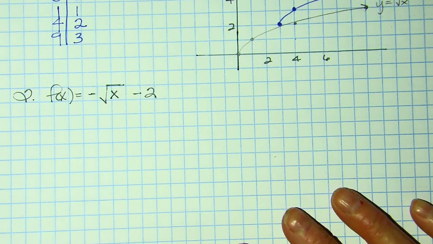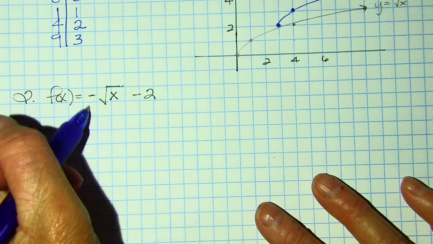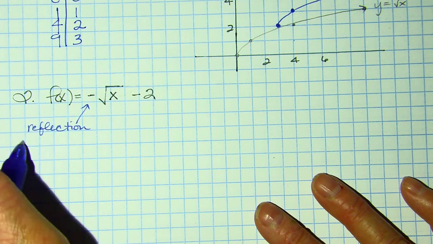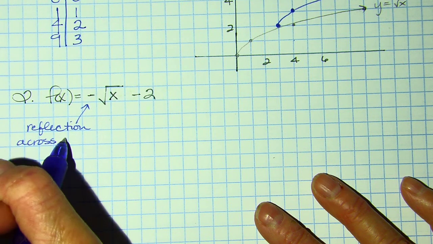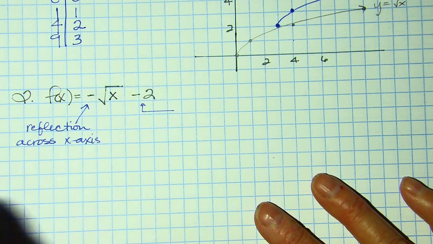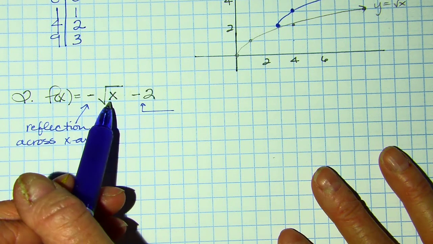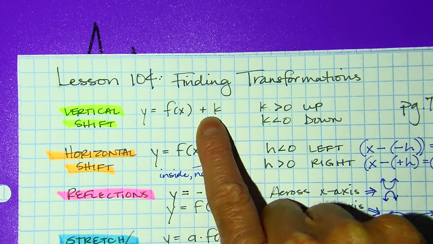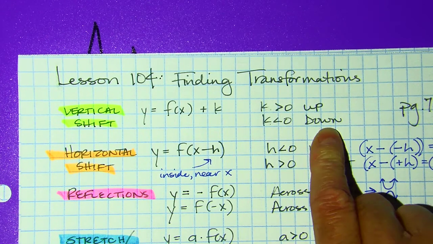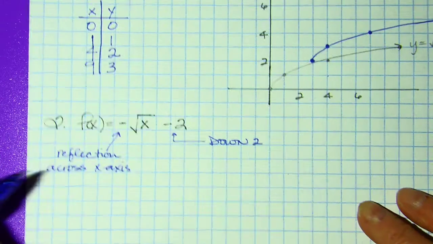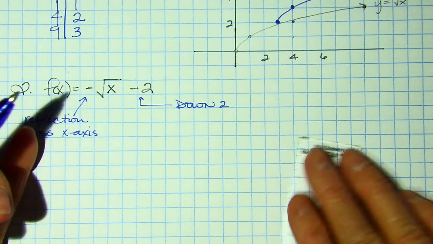Number 2, I have a negative out here, so this is a reflection according to our table across the x-axis. And now notice it's not inside the square root, it's on the outside. So this is inside near x, so this is outside. So this would be a shift either up or down, but because it's negative or less than 0, it's a shift down 2. So again, I'm going to draw my parent function.